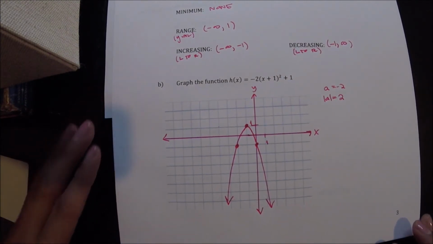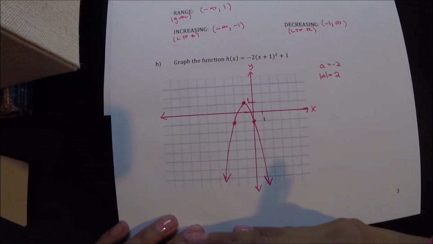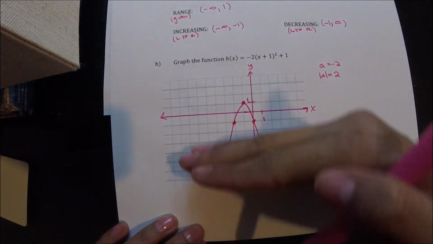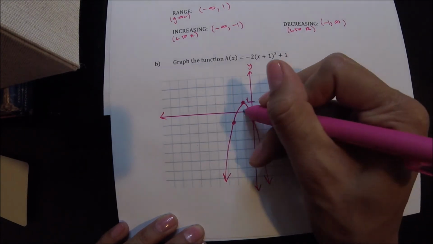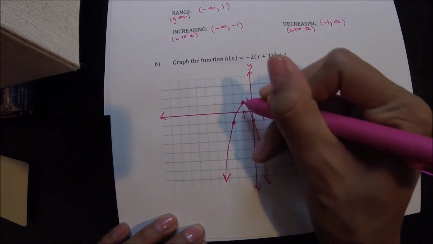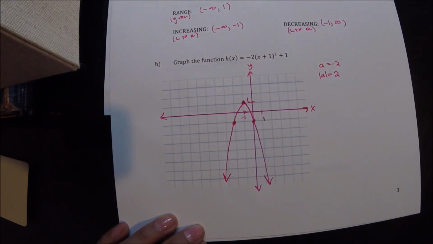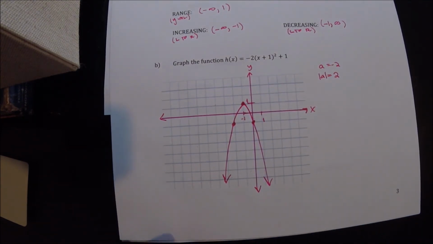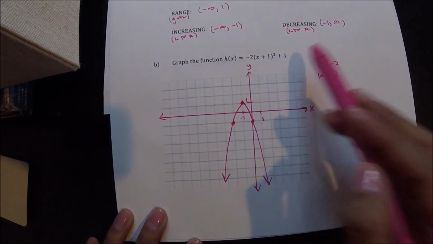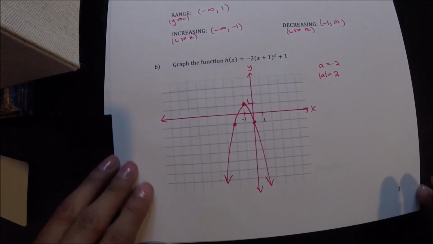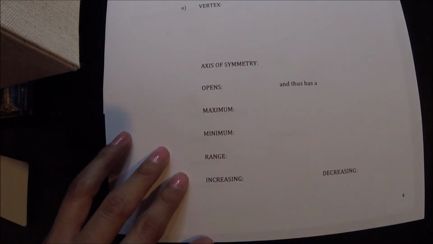Something like that. And we can see the range is now from -infinity up to 1, from the bottom to top, and it's increasing left to right from -infinity up to here, which is -1, and then it starts decreasing from -1 on. That would be our graph. Alright, so those were two examples when it's in this form, the a times (x minus h) quantity squared plus k. So now let's go on to page 4.